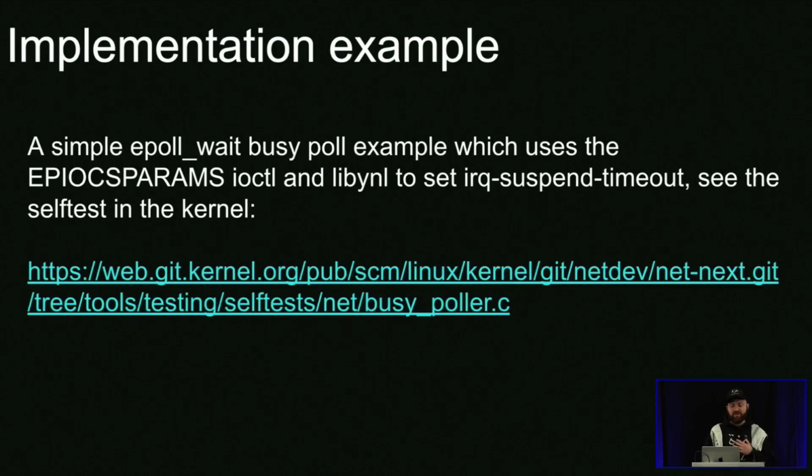So first, there's a self-test in the kernel that I wrote. It's just a really simple epoll wait busy poll example. It uses the ioctl and it uses libynl to set the IRQ suspend timeout. So you can read the code for the self-test in the kernel.